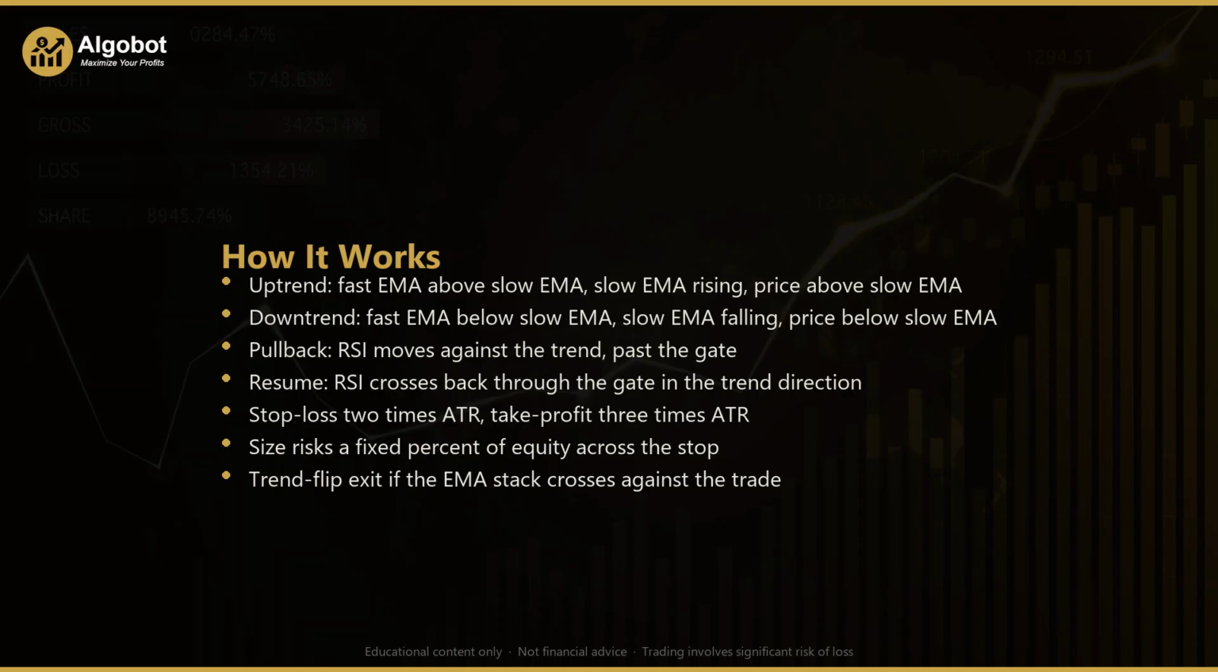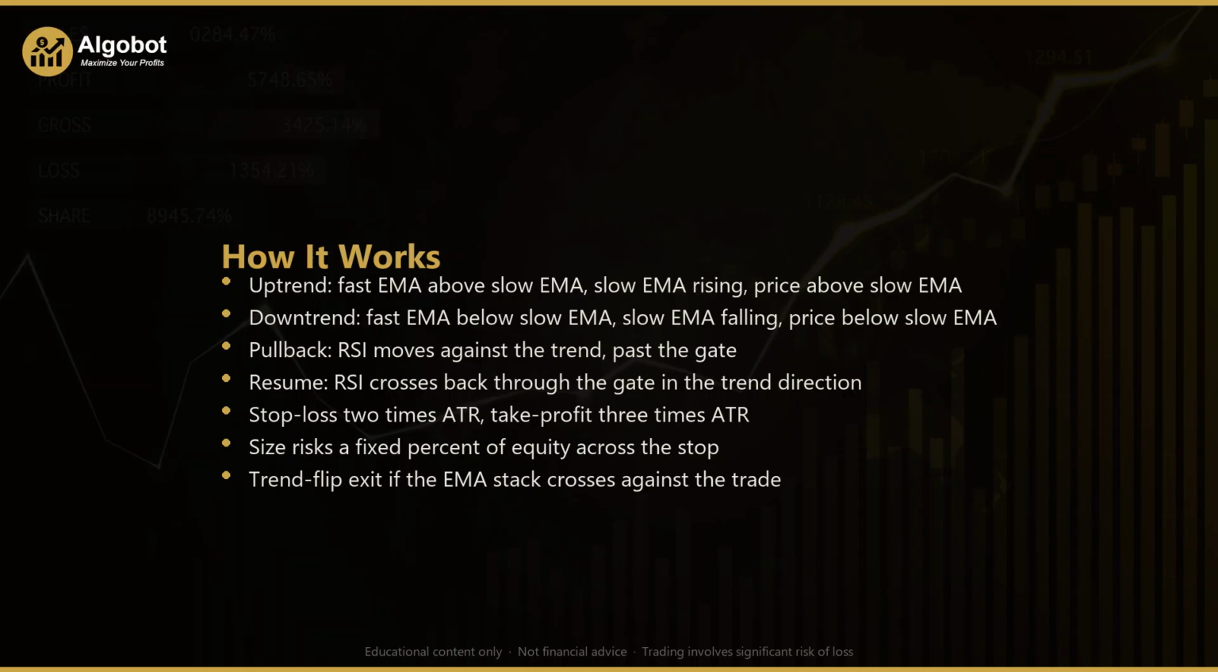The fast line must be below the slow line. The slow line must be falling, and price must be below the slow line. If those conditions do not line up, the market is treated as trendless and no new entry is considered. Next comes the momentum gate. The lower gate is set by the PullbackRsi input, which defaults to 45. The upper gate is 100 minus that value, which is 55.